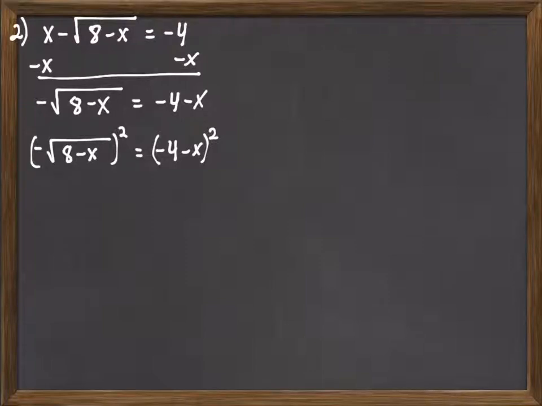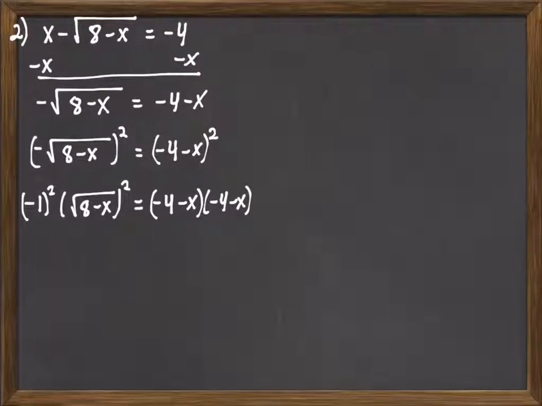Okay, now exponents will not distribute over addition and subtraction as we saw, but one of our rules for exponents is that it will distribute over multiplication. So what you're going to have here is that exponent on the left-hand side is going to distribute. You'll have negative 1 squared, or negative squared, and then the square root of 8 minus x will be squared. Now on the other side, to do negative 4 minus x squared, remember exponents don't distribute over addition, so we have to multiply that out. Okay, and then we start to simplify. Negative 1 squared will just be 1, so it can kind of disappear. The square root squared will just be 8 minus x.